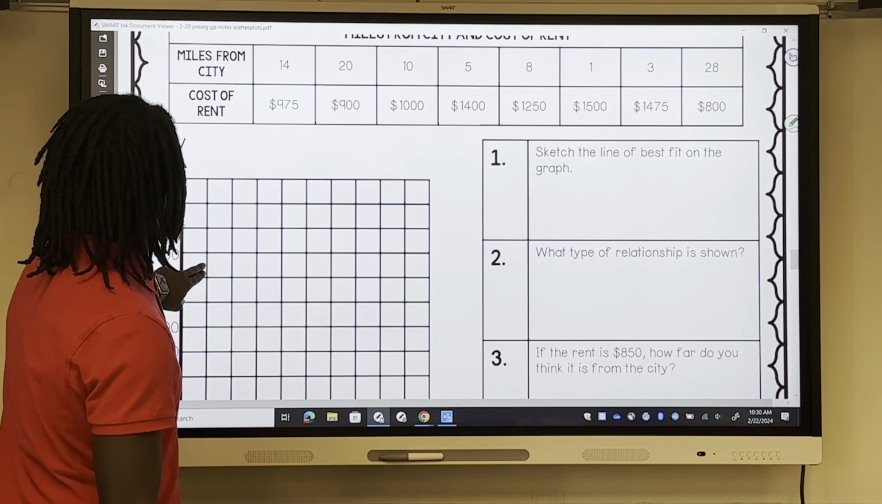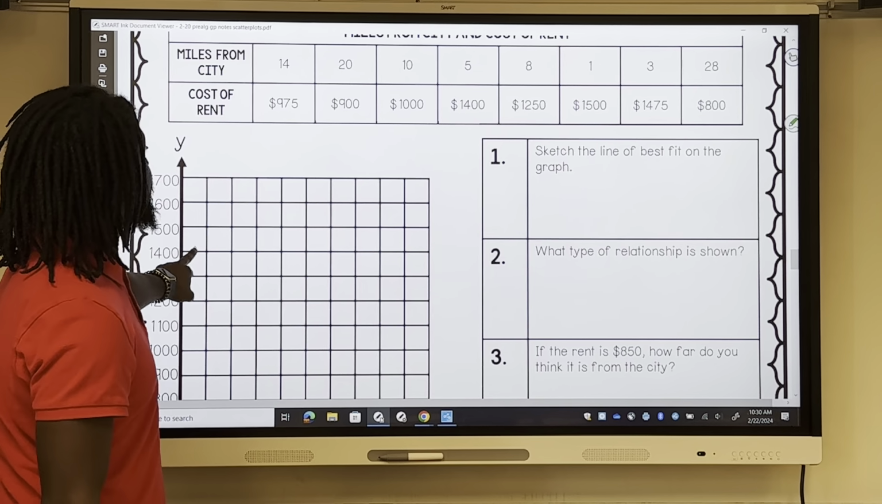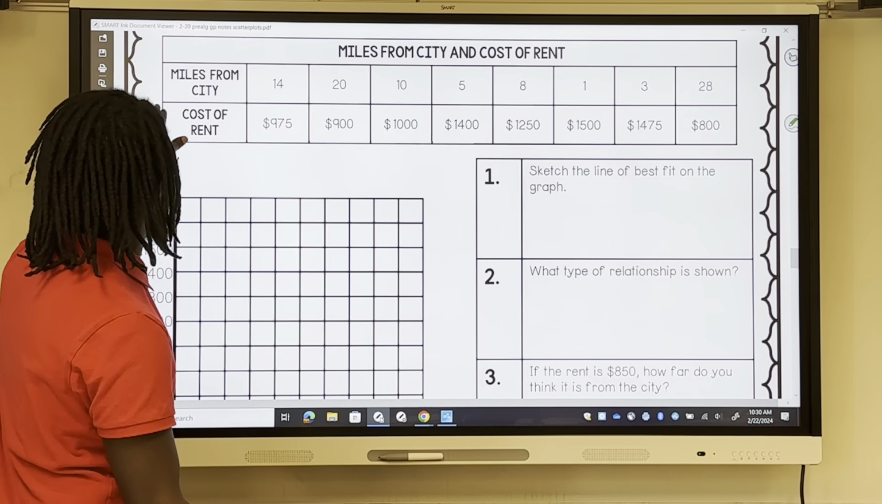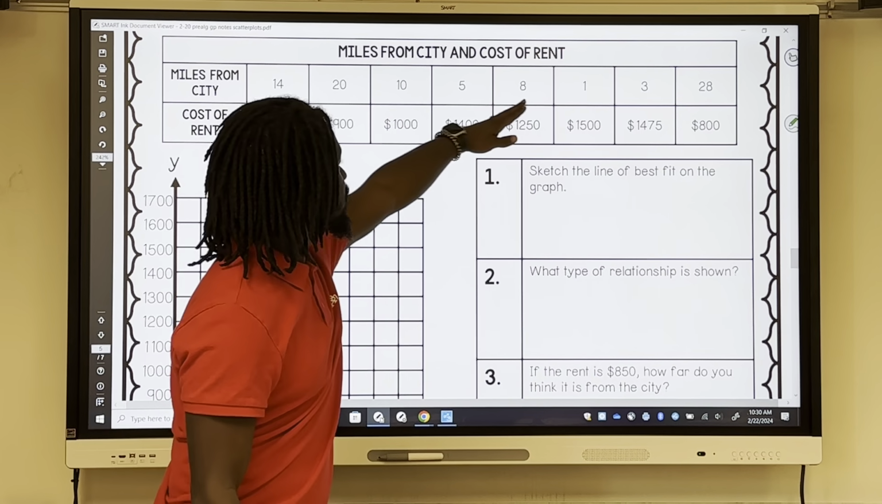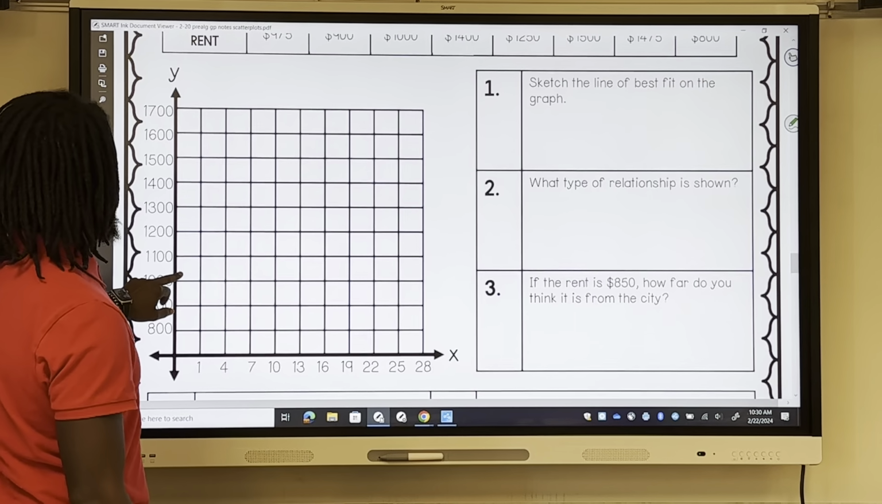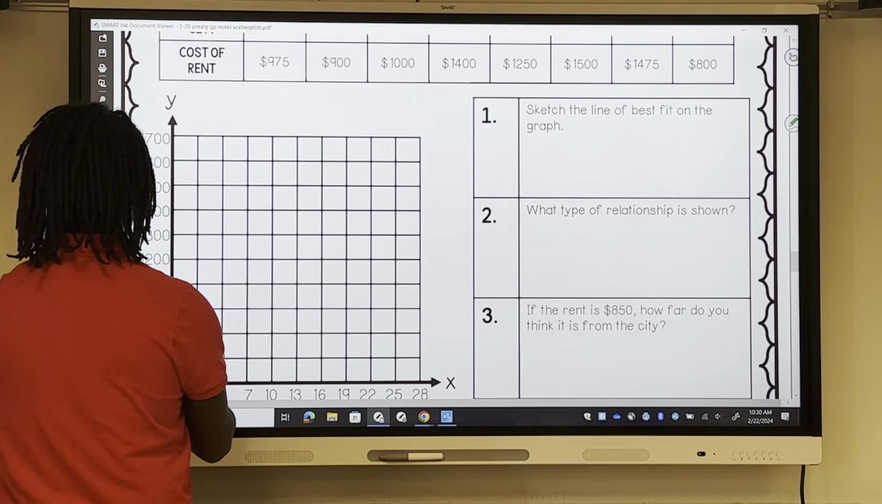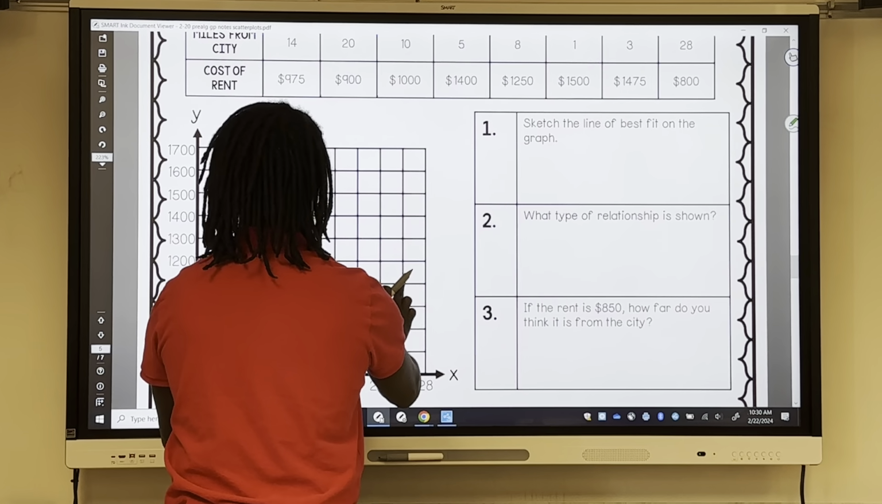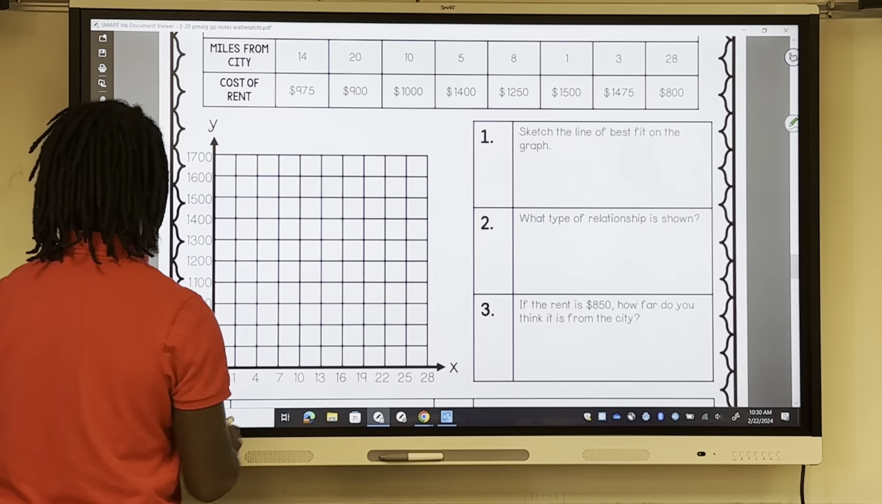All right. So the two sets of data are the miles from the city, so these are the number of miles, and then the cost of rent. All right, and so we have it, and we're going to plot. All right, make our scatter plot.